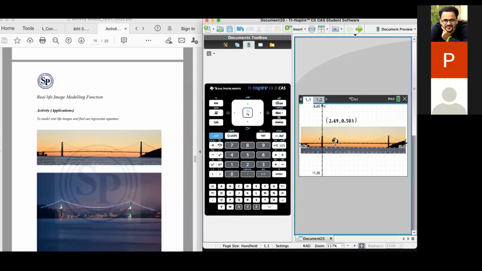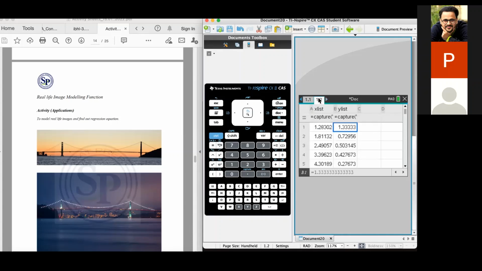This feature is really very useful while you are doing modeling of a real image. As many points as you take on this curve, all the data will be recorded. So you can see all the data points are captured over here.